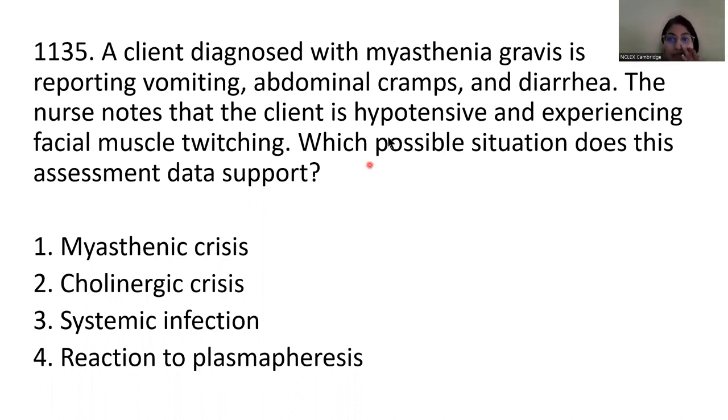So the patient has myasthenia gravis. Okay. So in myasthenia gravis, we provide anticholinesterase drugs like neostigmine. When we provide neostigmine to the client, we can see that the patient is having vomiting, abdominal cramps, and diarrhea. Okay. Hypotension and facial muscle twitching. So we can see that the answer could be cholinergic crisis, because we have been giving medication that can lead to overdose and that can lead to further symptoms. Now we will see the rationale.